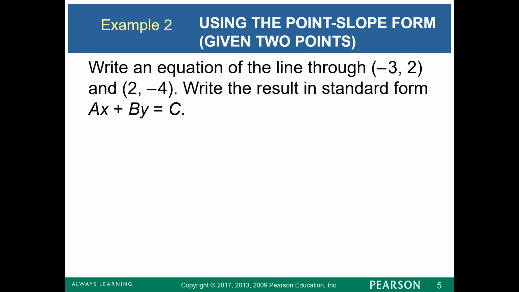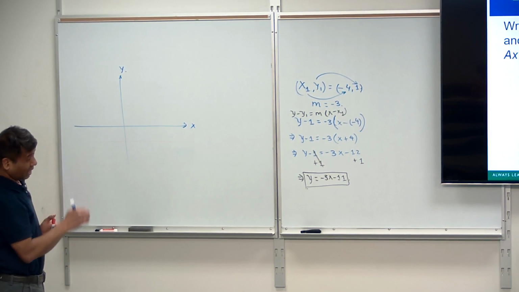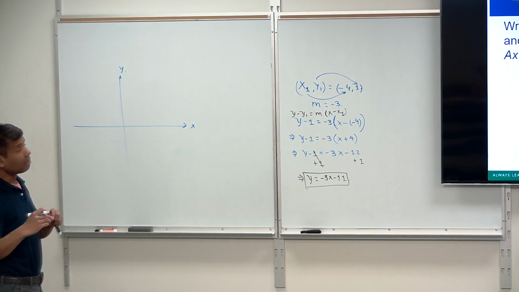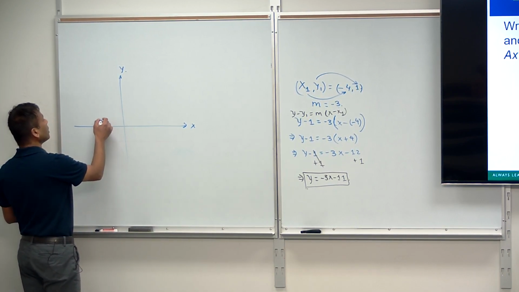Write an equation of the line through negative 3, 2 and 2, negative 4. Write the result in standard form ax plus by equal to c. Let's say this is your x-axis, this is your y. You don't have to draw the graph, but I want to show you. You have a line passing through the point negative 3, 2, maybe somewhere here.